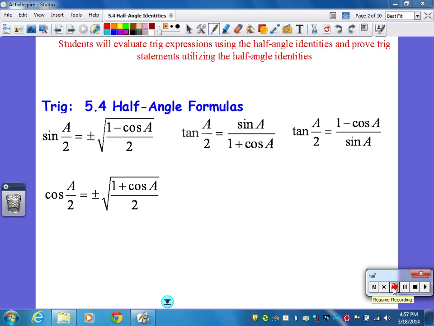Okay, today 5.4, we're working with half angle formulas. So make sure you have your formula sheet out once again today, and let's get started, get you guys moving.